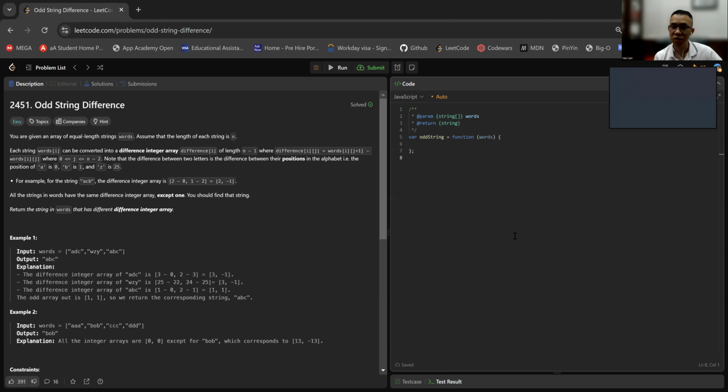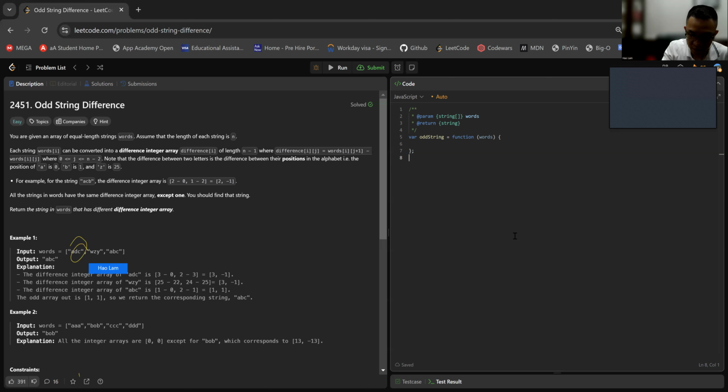We have the "group strings by difference" problem today. It's an easy problem, but I personally find it pretty confusing. So let's get started. We are given an array of words, and each word is going to have a key, or an array of differences. So for example, this string right here, ADC.